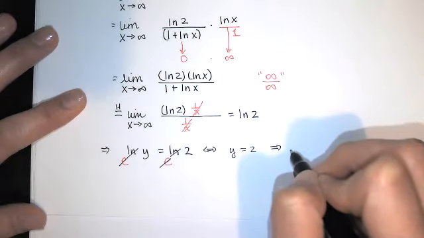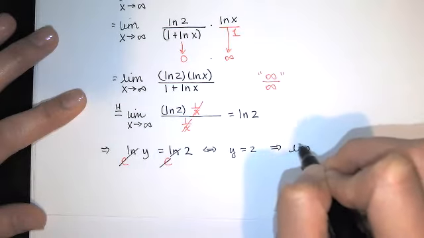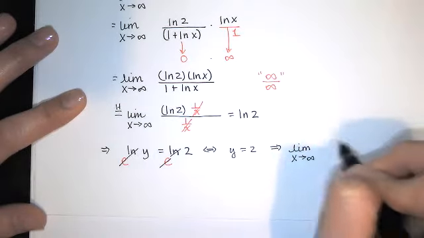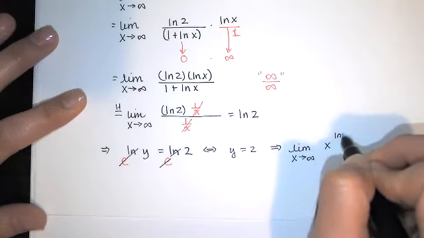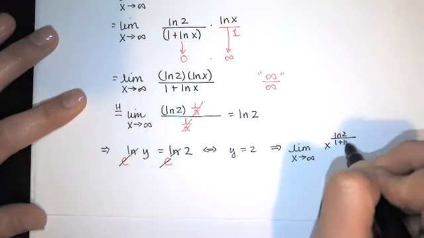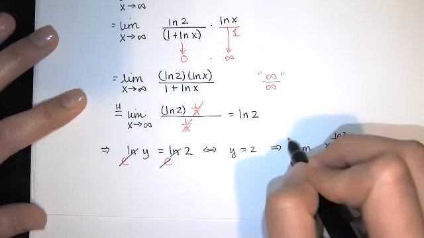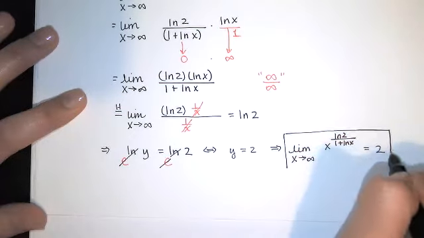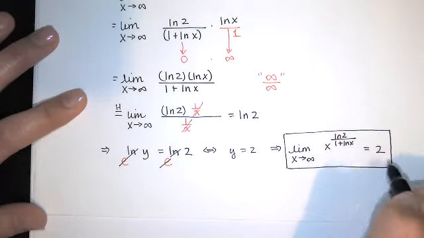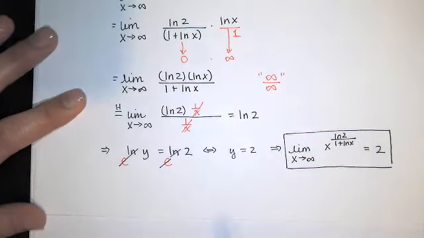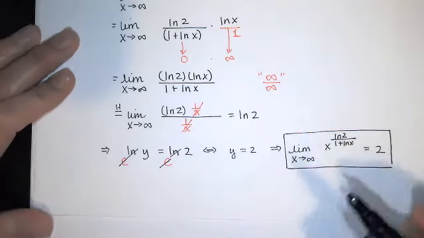So that means that the limit as x goes to infinity of x raised to the natural log of 2 over 1 plus natural log of x, that's 2. Because that's what y is. Y was that limit.